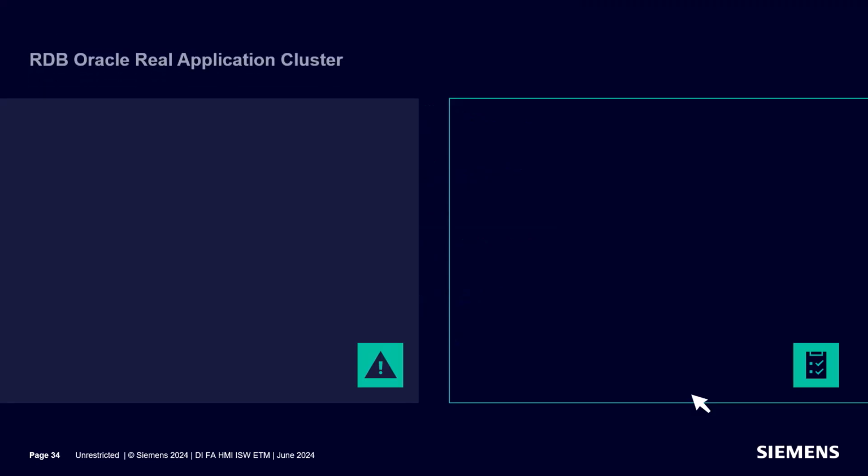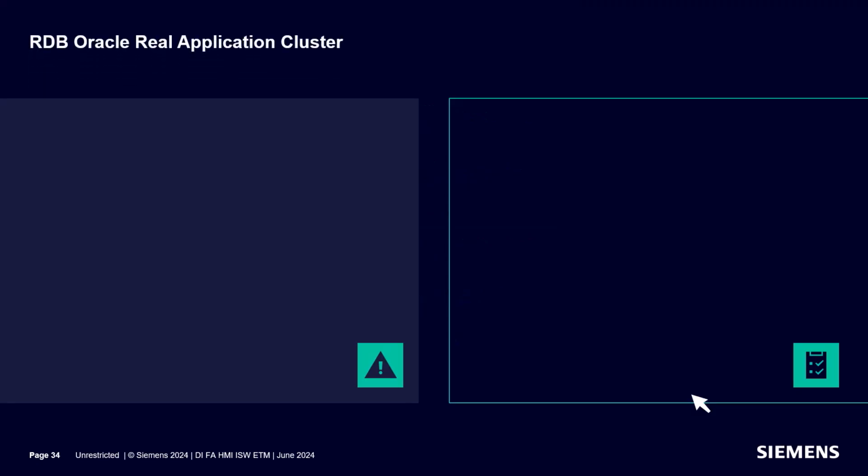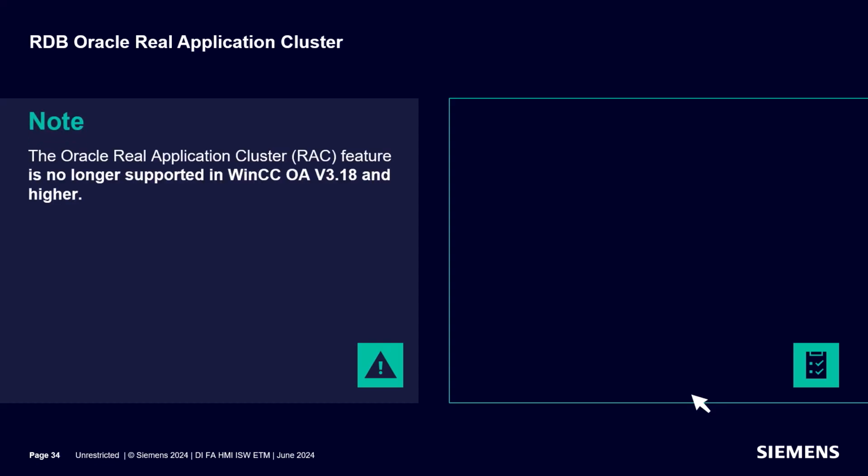Now let's take a look at the Oracle Real Application Cluster, RAC. Please note that the Oracle Real Application Cluster, RAC feature is no longer supported in WinCC OA version 3.18 and higher, due to changes in Oracle's policy with version 19c. The Oracle Standard Edition DB license no longer covers the RAC feature.